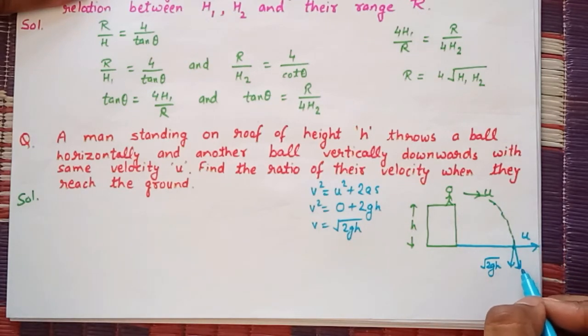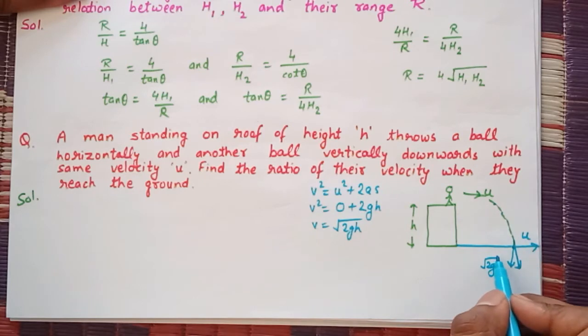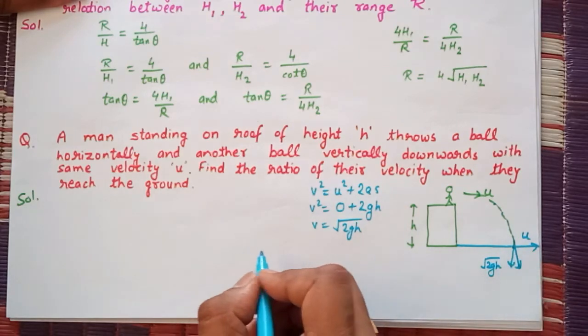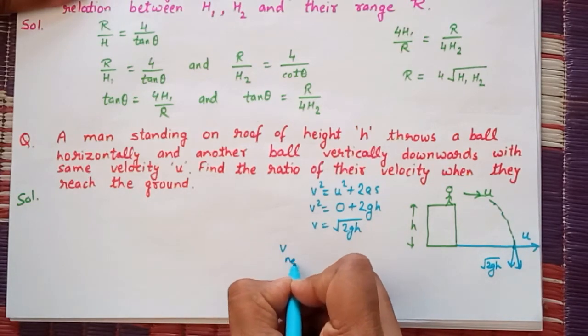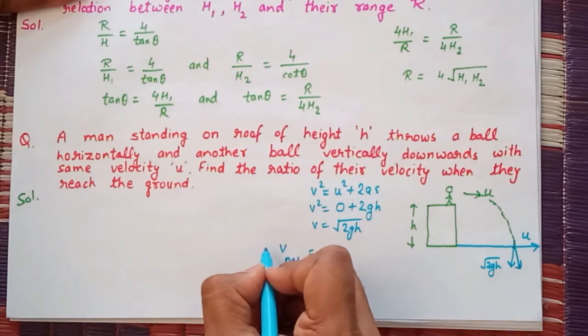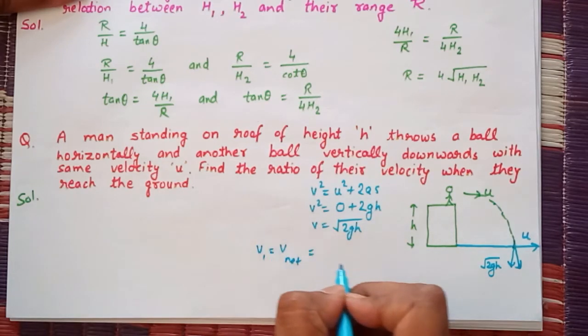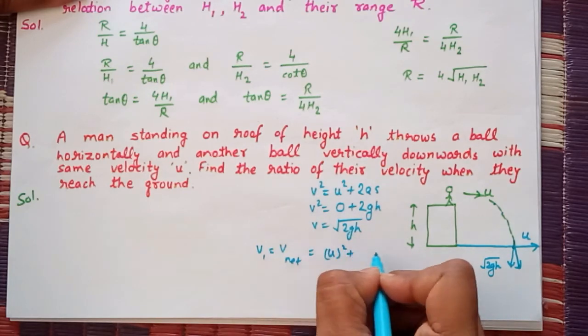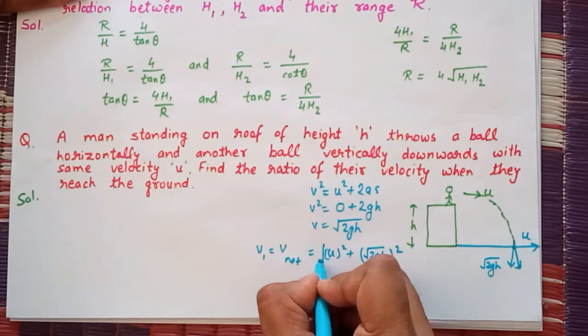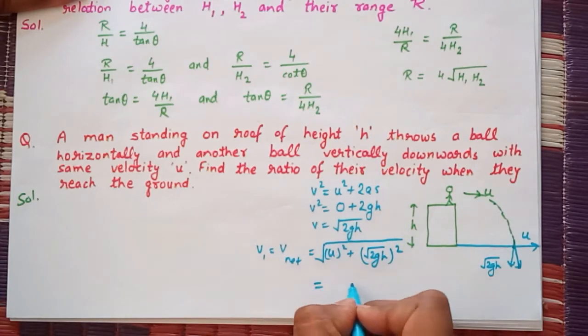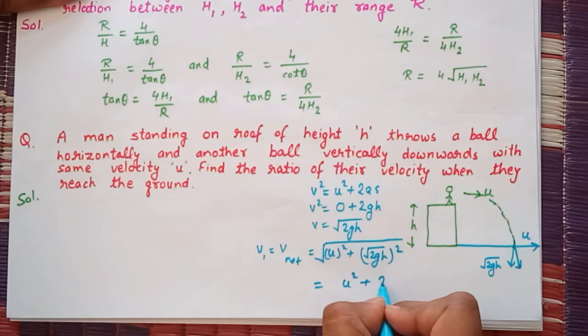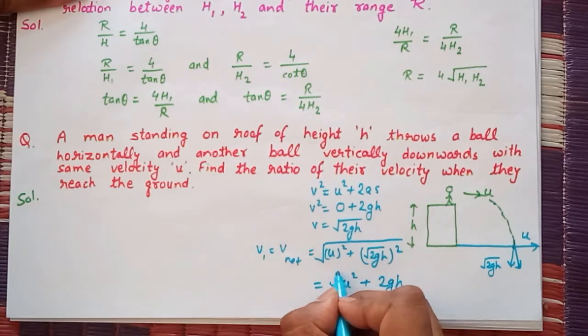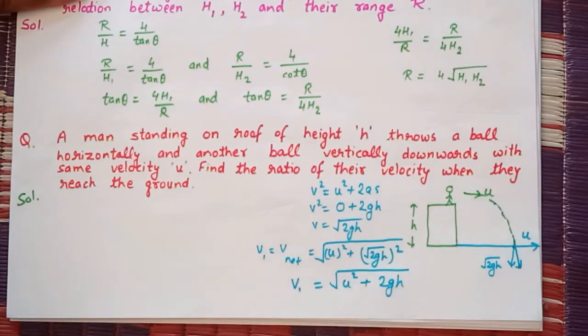So what will be the net velocity here? The net velocity will be the square root of u² plus this square. So the velocity of the first ball will be the square root of (u² + 2gh). This one is velocity v1.